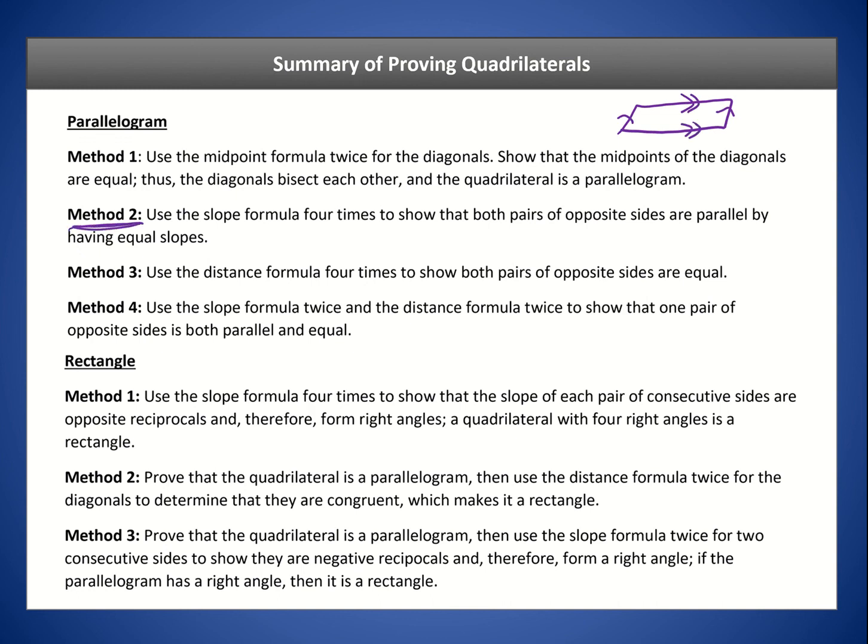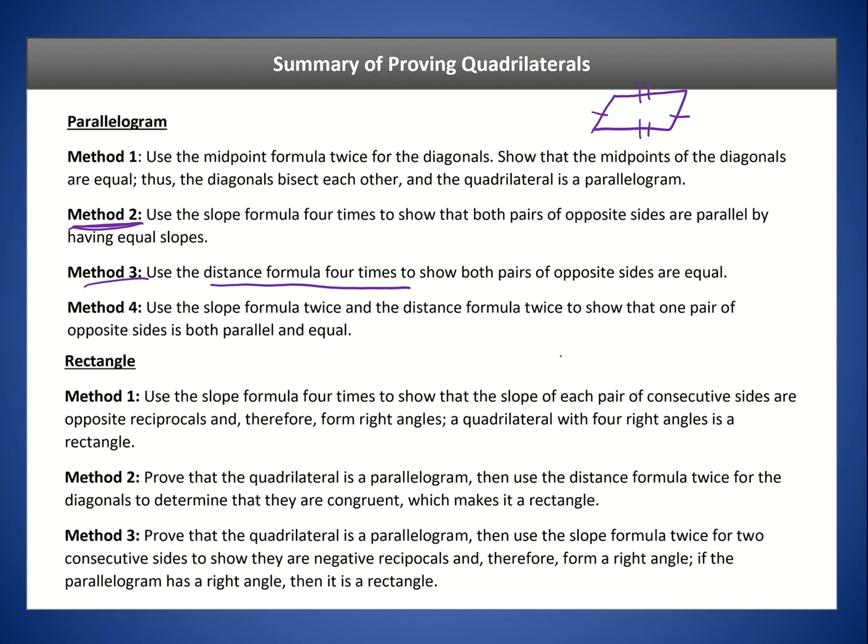You can also show that it's a parallelogram by instead showing that the distance here is the same as the distance there, and the distance here is the same as the distance there. That would be using the distance formula 4 times, right? And that would be method 3. So there are a bunch of ways that you can prove things that are parallelograms, and these are 4 of the methods. I went over 2 of the 4 so far.